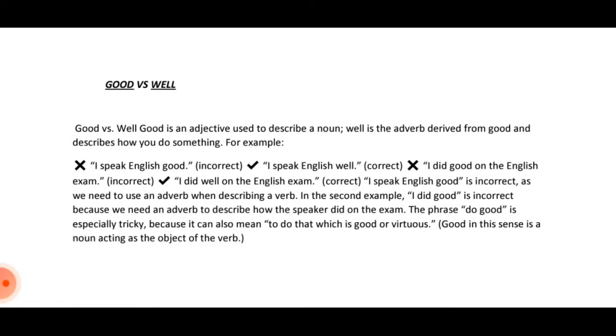In the second example, I did good is incorrect because we need an adverb to describe how the speaker did on the exam. The phrase did good is especially tricky because it can also mean to do that which is good or righteous. Good in this sense is a noun acting as the object of the verb.